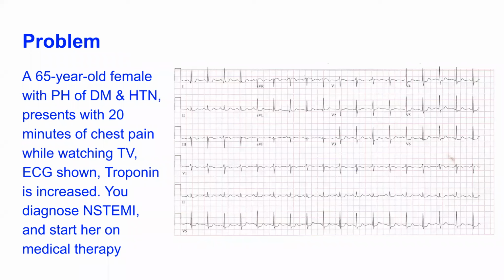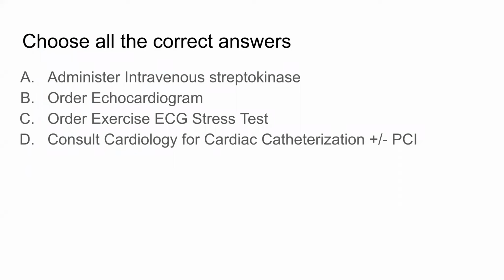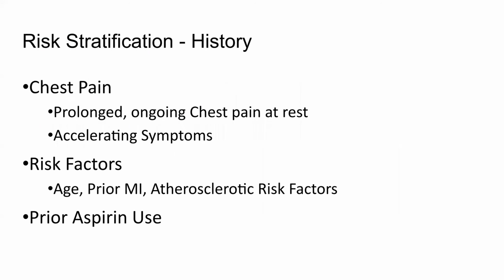Okay, more and more votes are coming in. So far, the majority are voting for consulting cardiology for cardiac catheterization plus minus PCI. And ordering echo is the second runner-up with 33%. And there is 1 vote each for TPA and EKG stress test. Okay, all right, that's informative. So we'll go through the presentation, then we'll come back to that one.